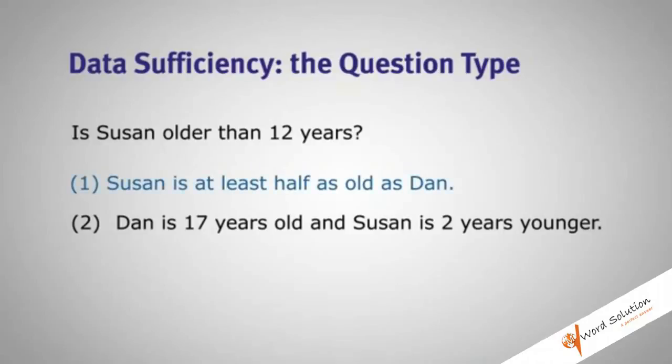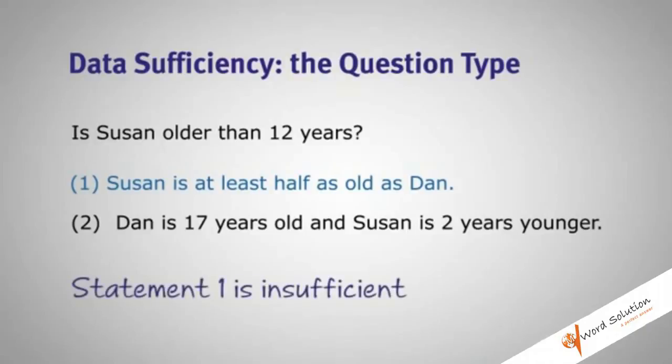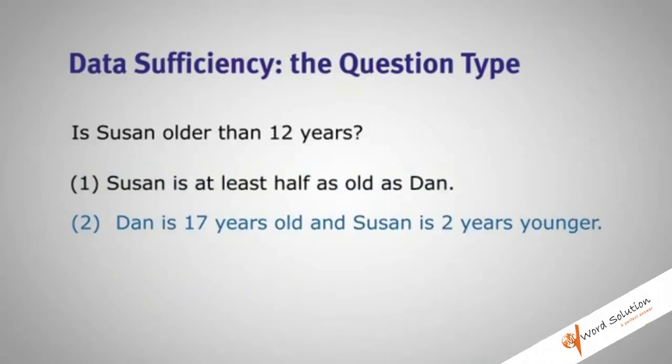Statement 1 tells us Susan is at least half as old as Dan. Well, in this scenario, do we really have any information about Susan's age? We don't. Therefore, statement 1 has to be insufficient. Now we look at statement 2.